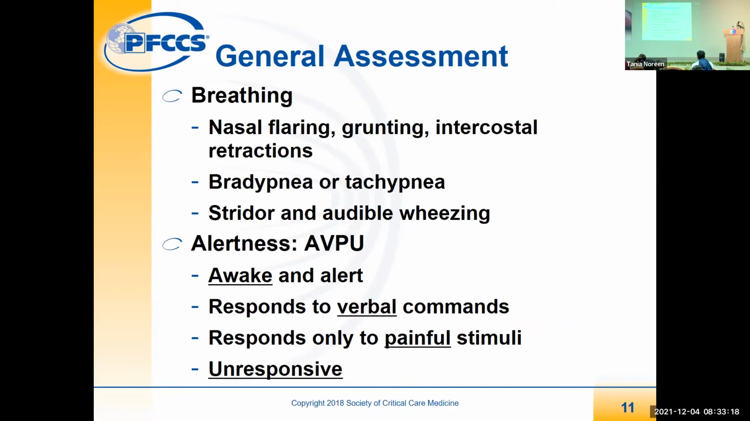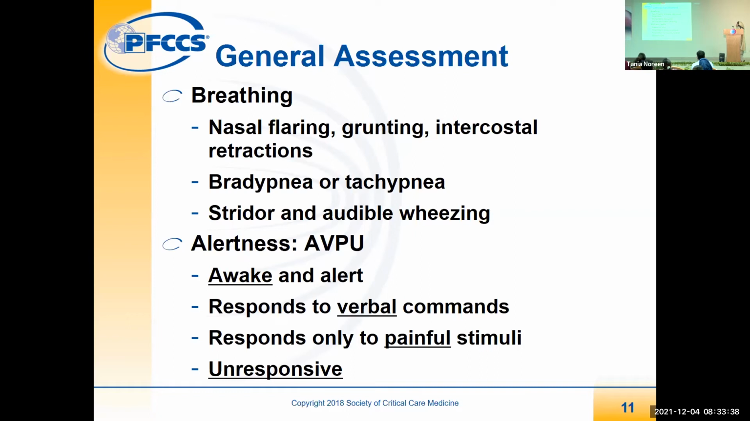In the breathing, you have to check for the work of breathing. Tachypnea के लिए देखना है, then you have to check for the bradypnea. So this is showing the respiratory failure, and if there is marked tachypnea, there could be a chance of impending respiratory failure. Then check for stridor and the audible wheezing. Upper airway obstruction where there could be stridor, lower airway obstruction where there would be wheezing.